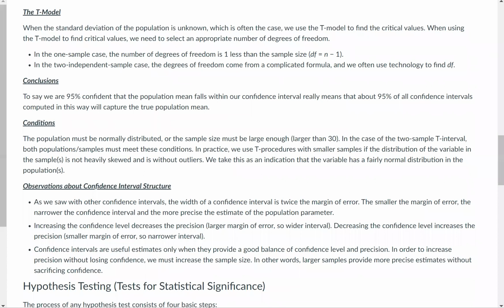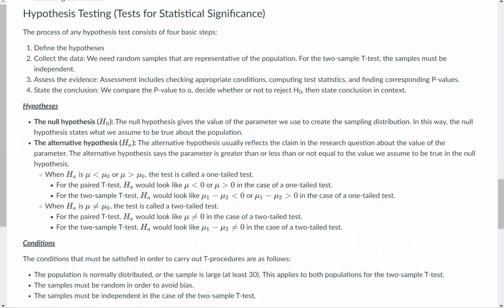Now we'll look at hypothesis tests for statistical significance. The process for any hypothesis test consists of 4 basic steps. Define the hypothesis, that's the first step. Second, collect the data. We need random samples that are representative of the population. For the 2-sample t-test, the samples must be independent.